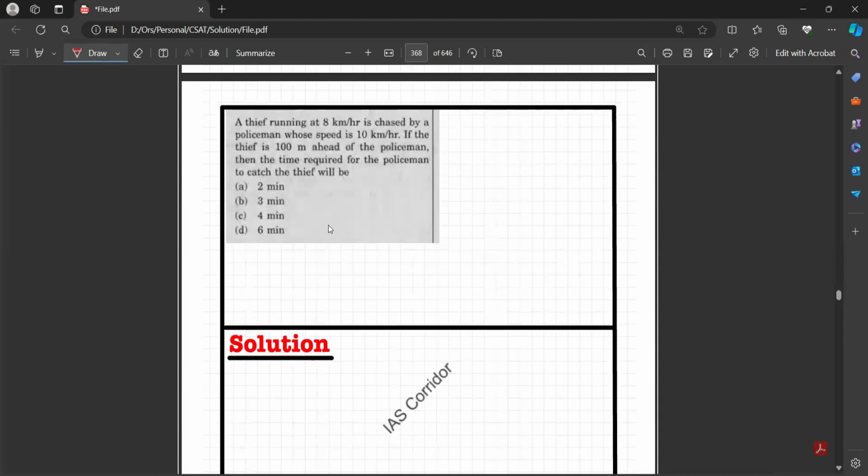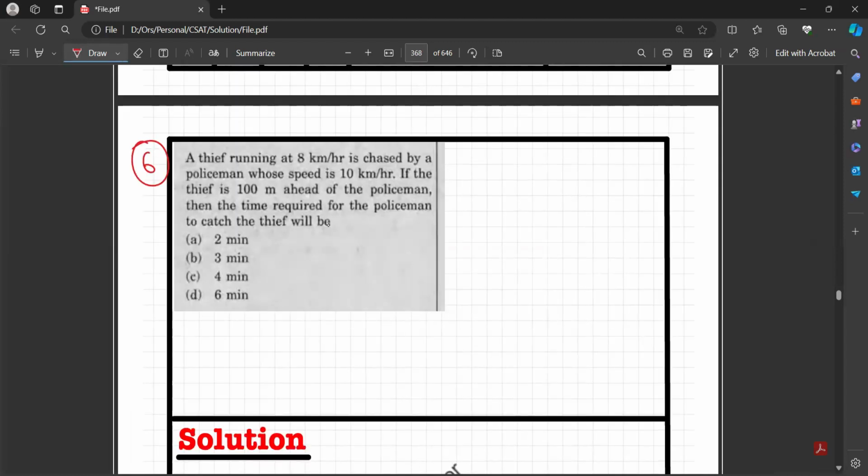गॉट इट? लेट अस प्रोसीड टू द नेक्स्ट प्रॉब्लम, दैट इज क्वेश्चन नंबर 6। अ थीफ इज रनिंग, ये रिलेटिव वाला क्वेश्चन है, रिलेटिव वेलोसिटी। थीफ इज रनिंग एट 8 किलोमीटर पर आवर। ये थीफ है। Is chased by a policeman who is running at 10 किलोमीटर पर आवर। दैट मीन्स इन दोनों का रिलेटिव डिफरेंस कितना है?